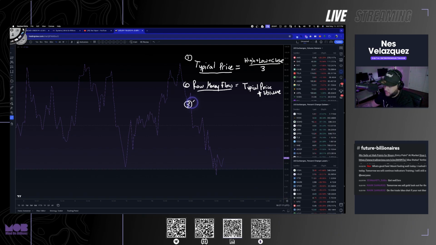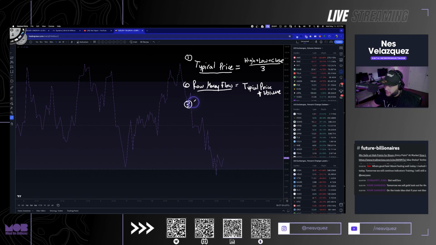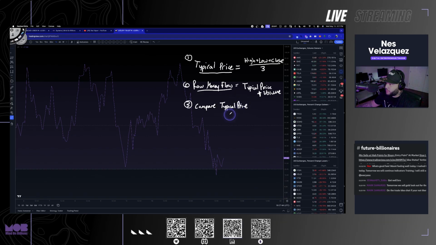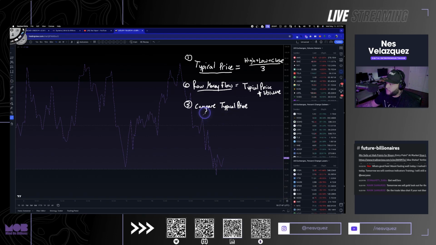Third calculation, basically positive and negative money flow. Compare the typical price of the current period to the previous period. So you compare typical price to the previous period.